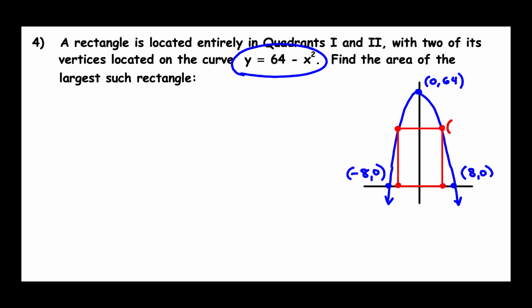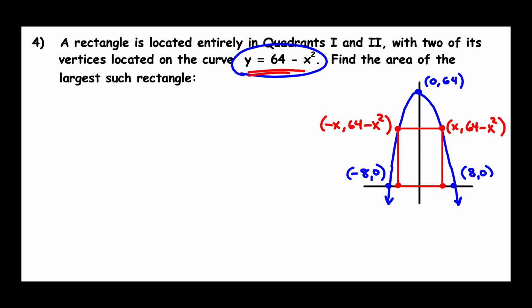This point that I'm labeling is going to be x comma y. But since the point is also on the curve, I can call it x comma 64 minus x squared. Because after all, if you're on the curve, y is 64 minus x squared, so right here. The other point will start with a negative x, but it will also end with the same 64 minus x squared. Okay, so that's the rectangle. We want to maximize its area to figure out what the x has to be for that to happen.